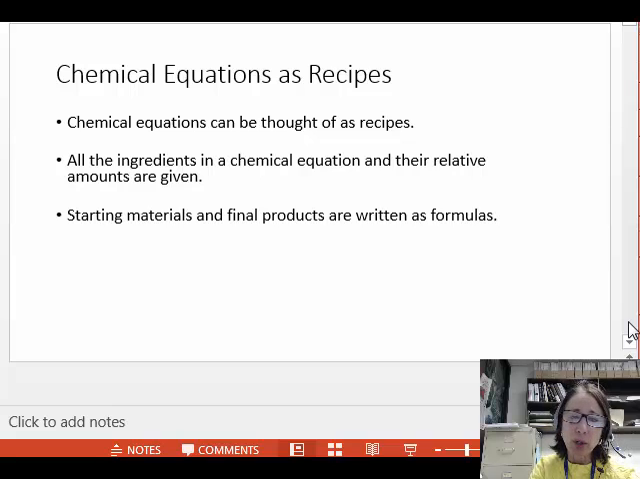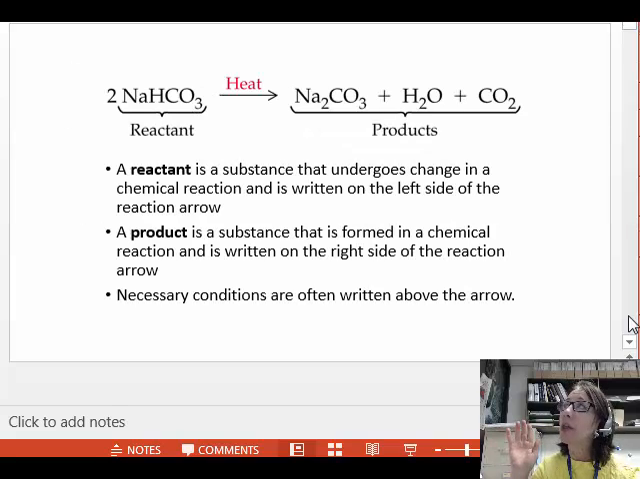However, in a chemical equation, the amounts of chemicals are not expressed in mass or volume, but rather number of molecules or formula units. Also, in a chemical equation, the starting ingredients and final product are always written as chemical formulas. On this slide is an example of a balanced chemical equation.